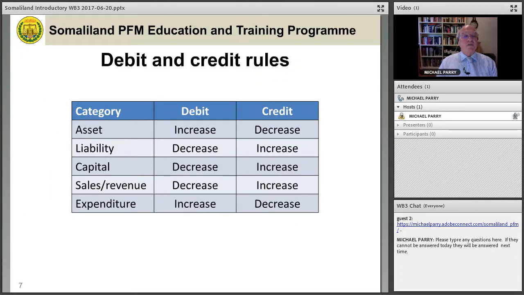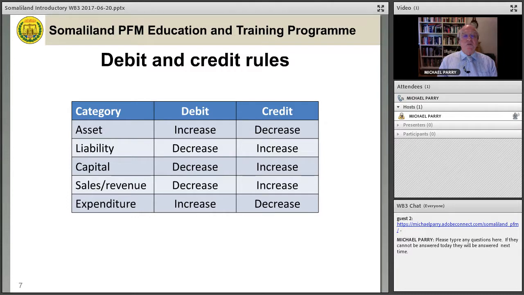Now then, this table summarizes the total debit and credit rules. This is all there are. There's nothing else to learn. There are 5 categories of items: assets, liabilities, capital, sales revenue. Sales will be when you're selling things, but a government will have revenue in the form of tax revenues, for example, and expenditure. And each one of those can increase or decrease in any transaction.